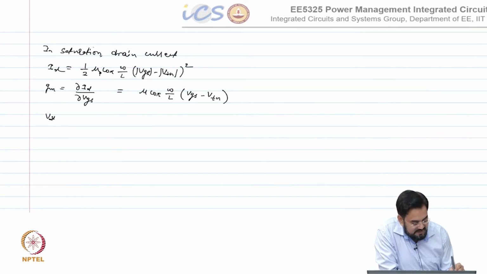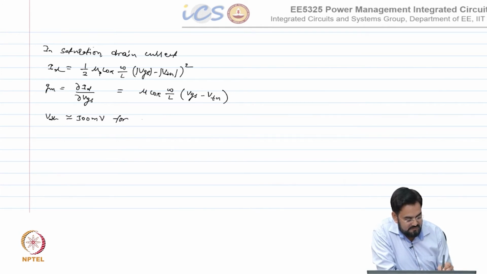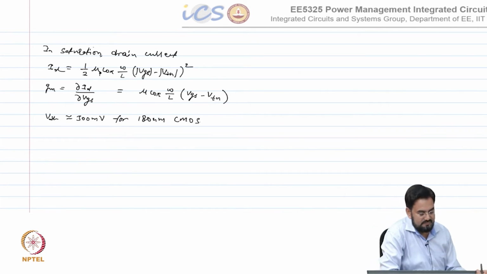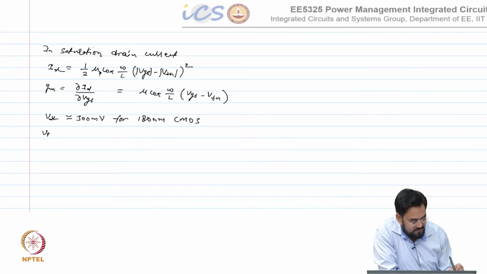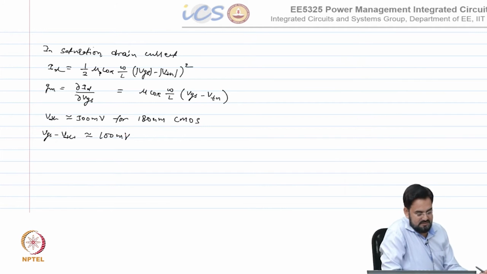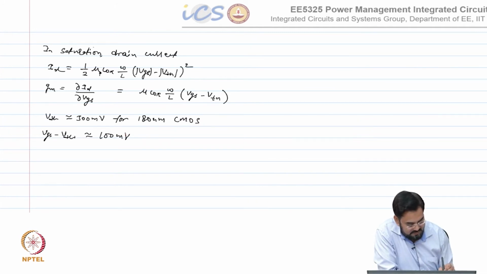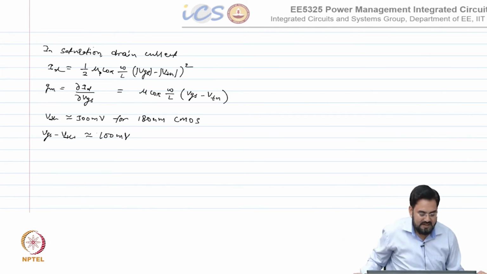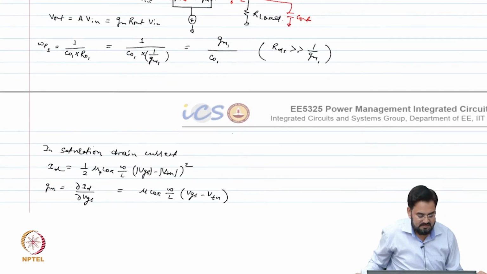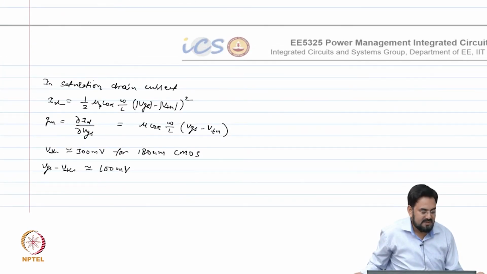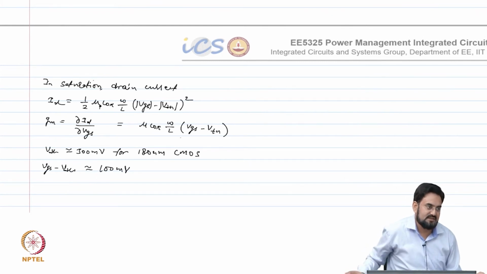So, VTH is approximately 500 millivolt for 180 nanometer CMOS. And for VGS minus VTH we usually use approximately 100 millivolt, that is the drive voltage we target. So, in order to achieve 100 millivolt, whatever the bias current you have here, and for a particular GM you can always find the transistor size.